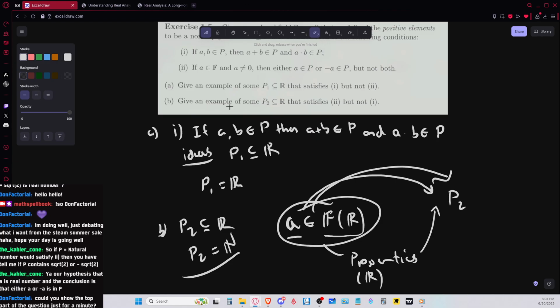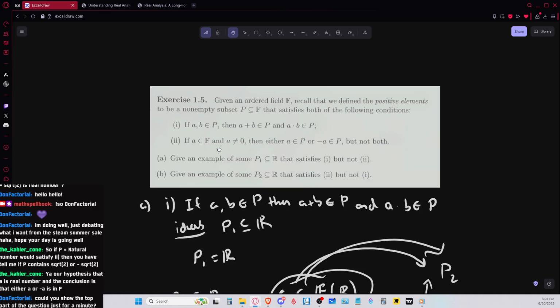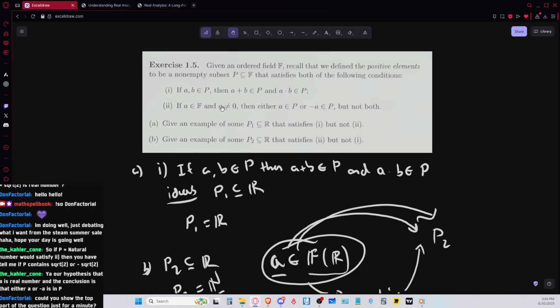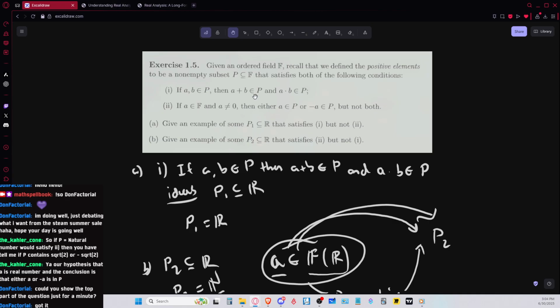Yeah, sure. It basically says that what we're working with is, given an ordered field F, recall that we defined the positive elements to be a non-empty subset P of the field that satisfies both of the following conditions. And the question we're dealing with is question B, where we have to fulfill 2, but we cannot fulfill 1.